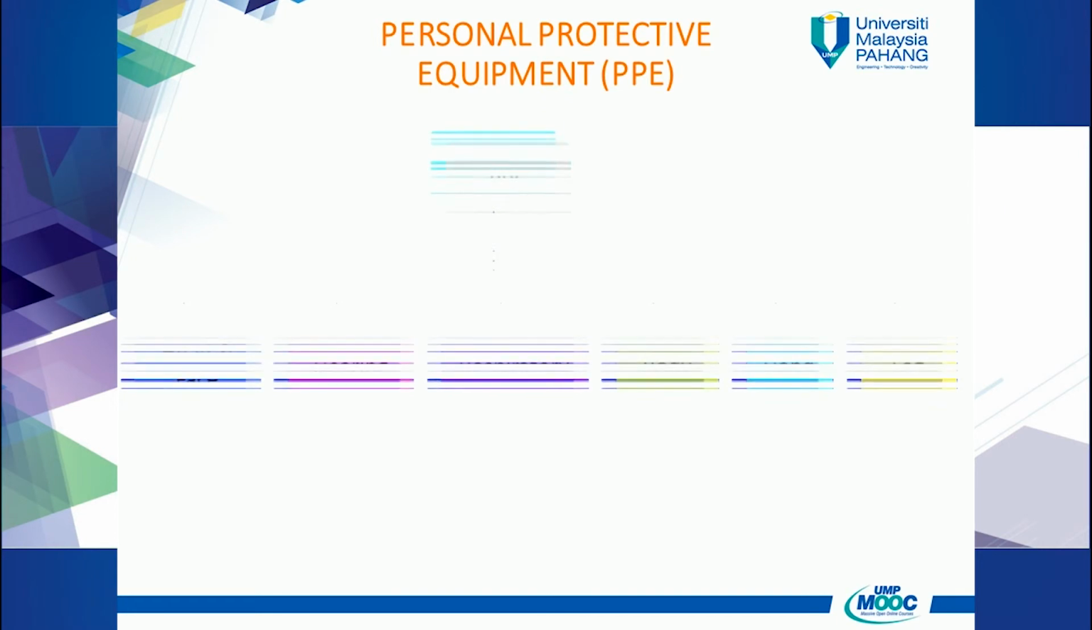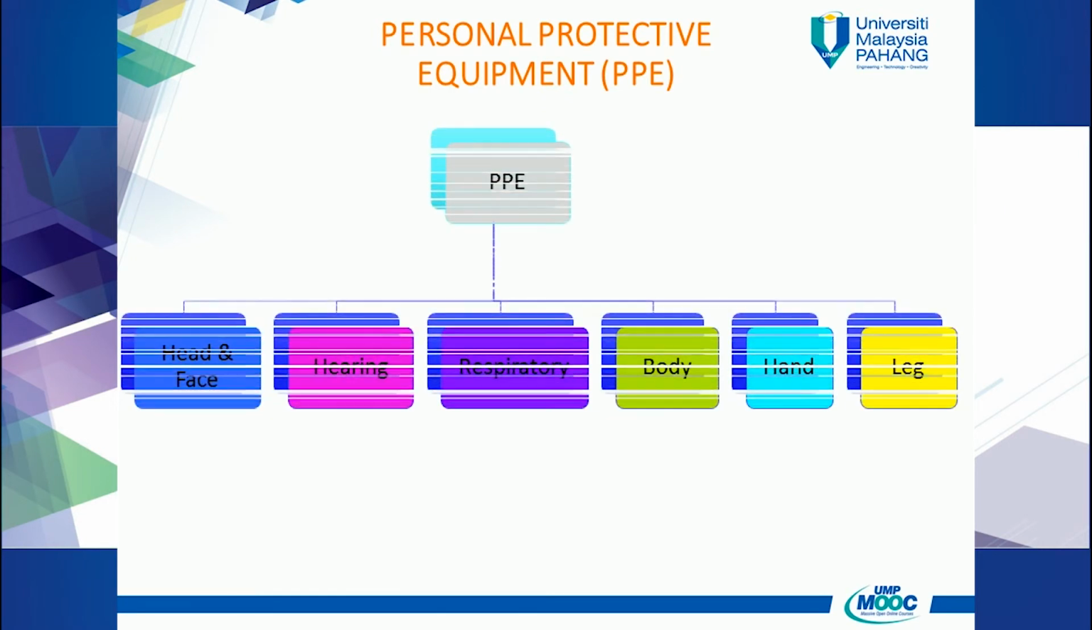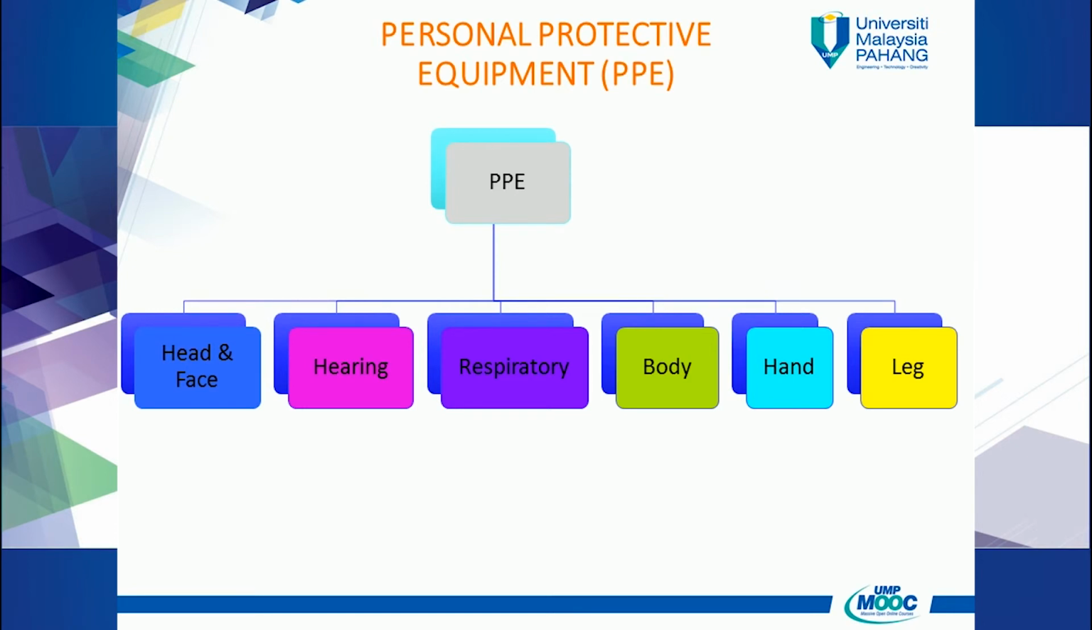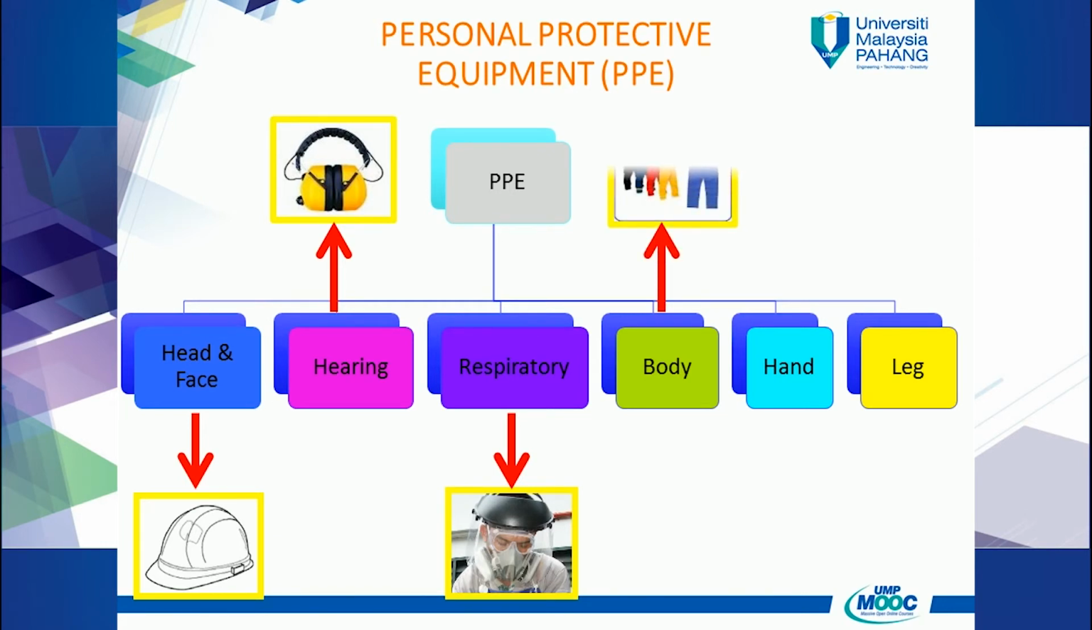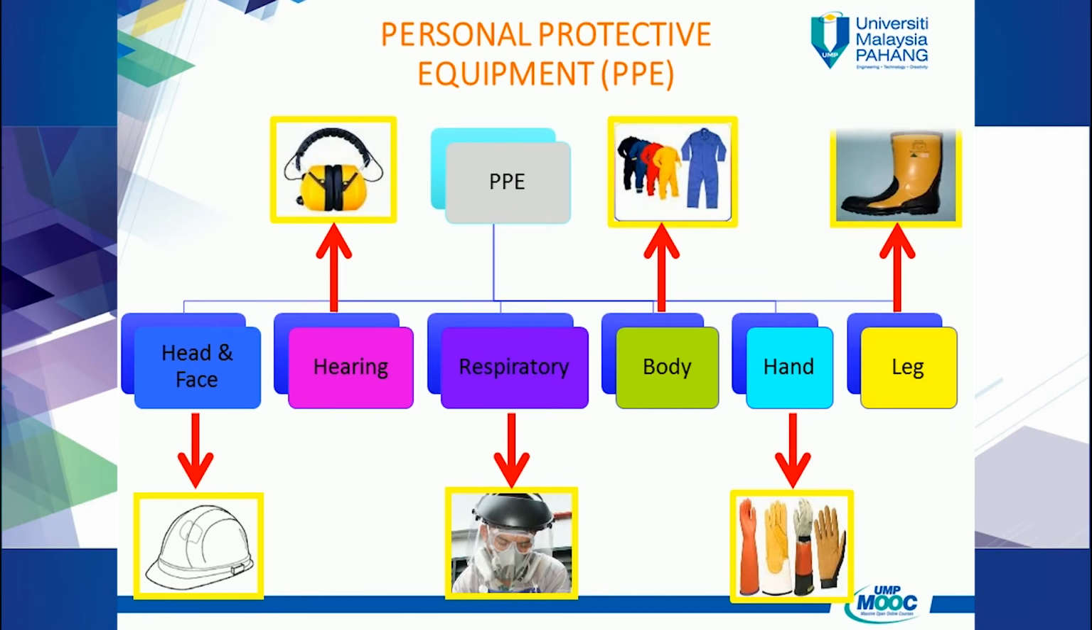There are several types of PPE that can be used to protect the workers from injury or infection. Safety helmet to protect head, goggles, safety glasses and face shield to protect eyes and face, earmuffs and ear plugs to protect hearing, face mask, respirator to protect respiratory system, safety harness, apron and heat-resistant clothing to protect body, gloves to protect hand, safety shoes and Wellington boots to protect leg and feet.